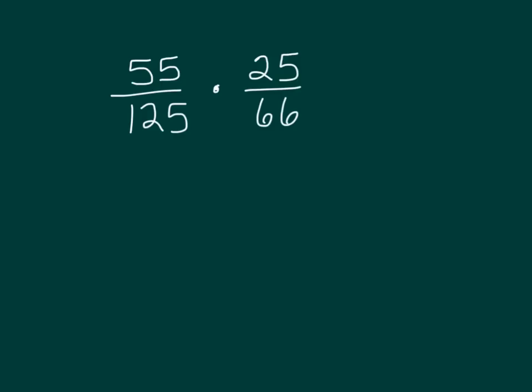So I'm going to start going diagonal here. 55 and 66, I know 11 goes into both of them. So 55 divided by 11 is 5. 66 divided by 11 is 6. Now I'm going to come this way. I know that 25 goes into both of these. If you guys don't know that, that's okay. But 25 divided by 25 is 1. 125 divided by 25 is 5.